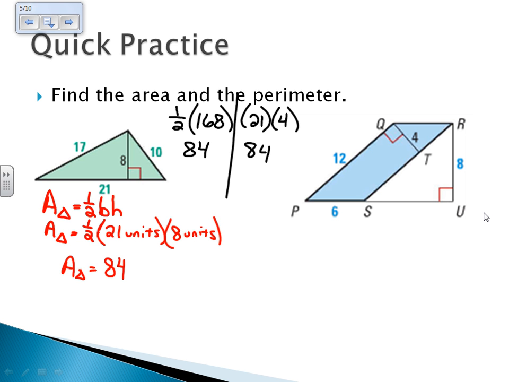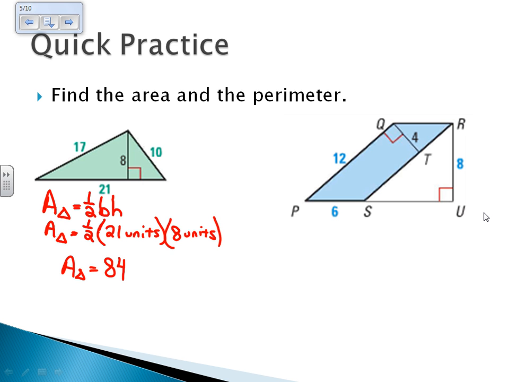So what would my units be for the area? 84 what? Units. Whenever you have an area, you have to have square units. So square inches, square centimeters, square feet, square mile. Yes. Do we simplify units with square? No.